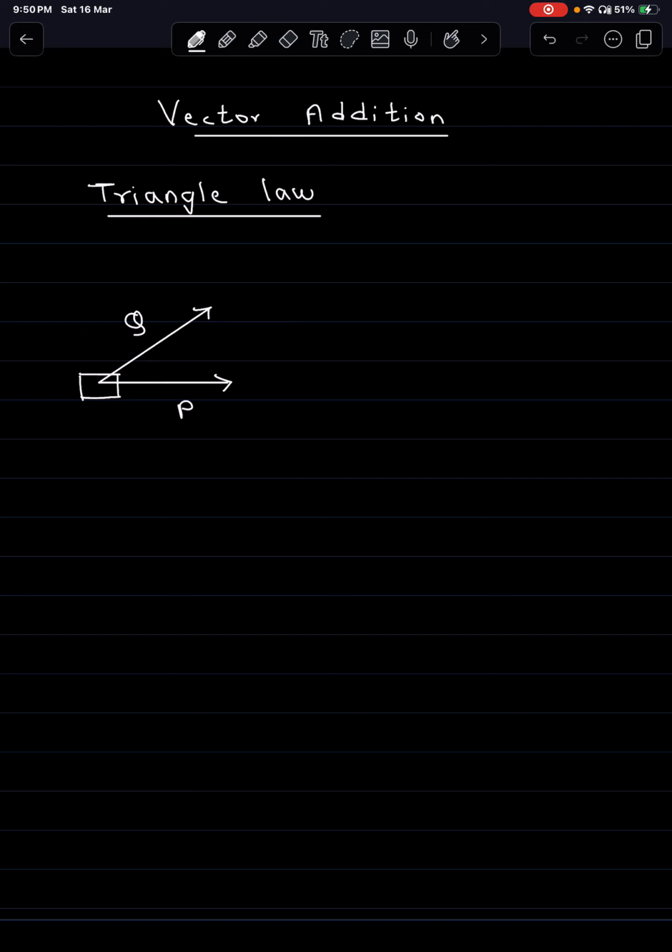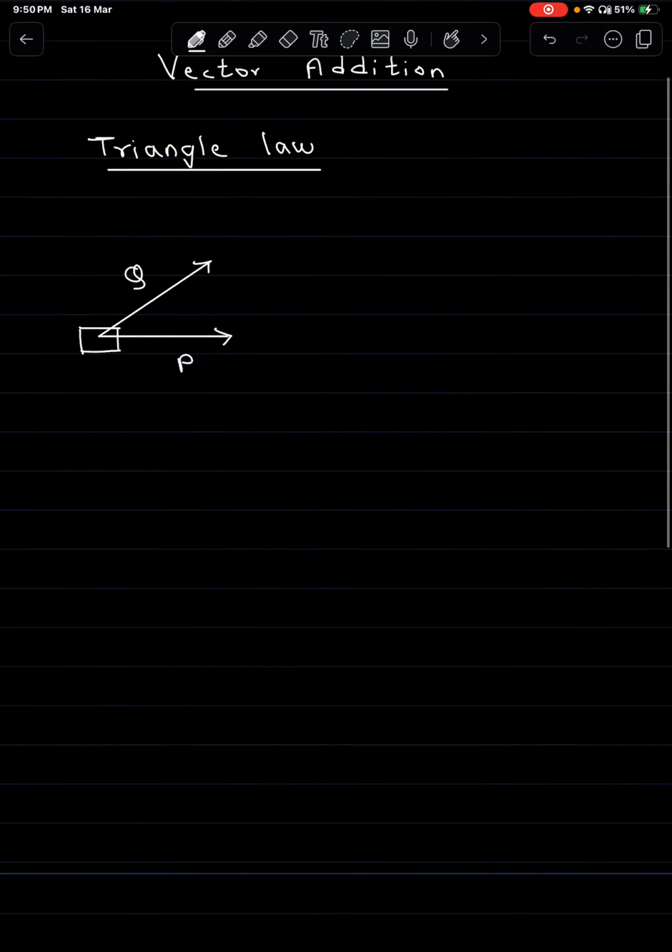So if I want to find out the resultant of the two vectors, now these two vectors may be force vectors. So if I want to find out the resultant, that means a single vector that will do the work of both of them together. That is nothing but the resultant vector. So how is that done?